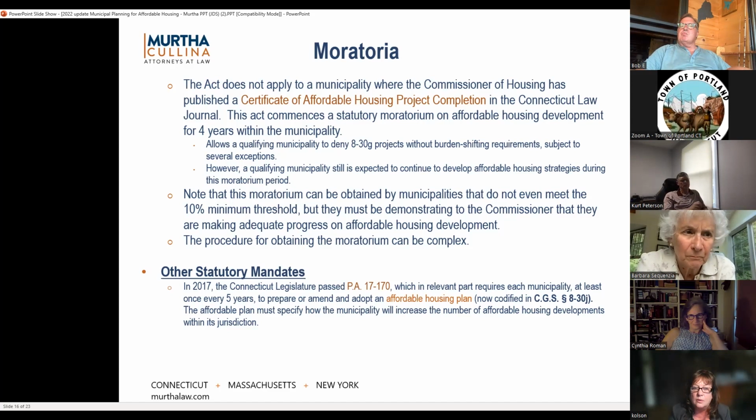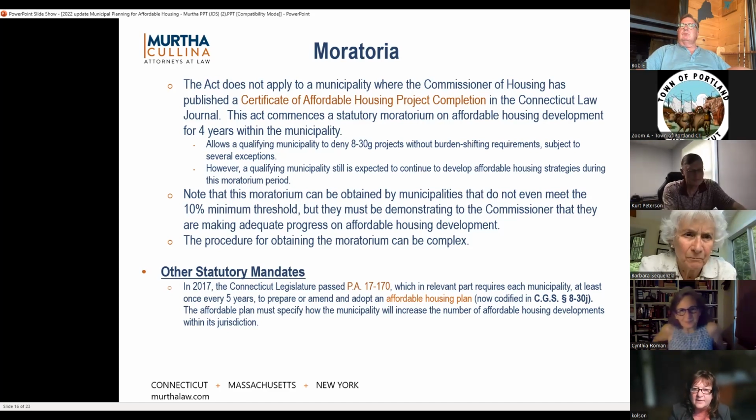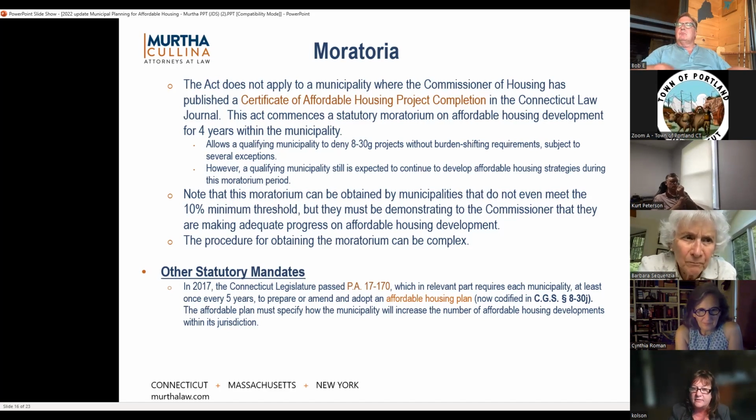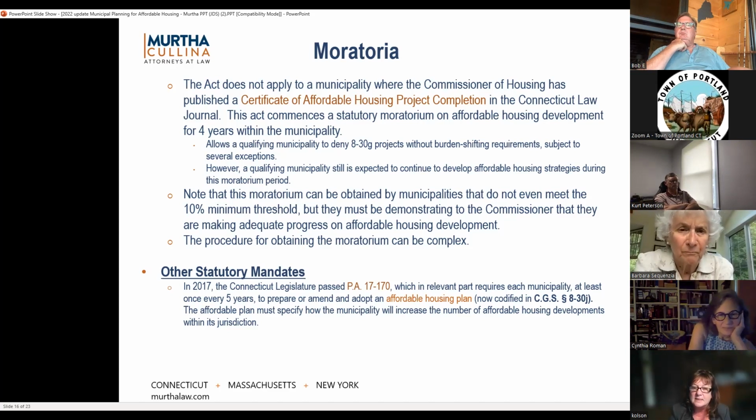Oh, okay. So in 2017, I'm sorry, I'm reading the slide too as I'm going through. You should also be aware that the Connecticut legislature passed Public Act 17-170 that requires that once every 5 years, you prepare or amend an affordable housing plan. What is that? It's a plan as to how you are going to take affirmative steps to increase the number of affordable housing developments or units within your jurisdiction. Okay. And I'm sure Dan has probably already addressed that with you, but it's something that you should take very seriously. Next slide.